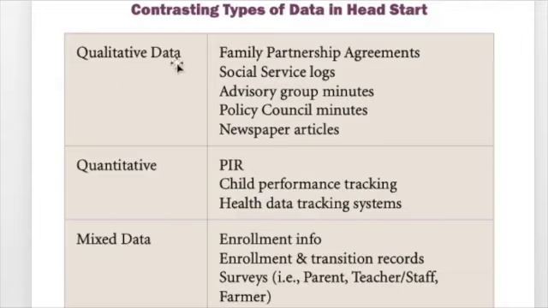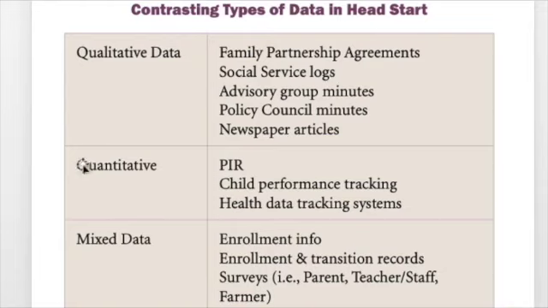So the qualitative data that can be extracted from the first set basically involves family partnership agreements. There would be much more about Head Start that is not shown here. And then there's data about social service logs, like the records of social services done for the family, and then advisory group minutes, which is like the recording of meetings. Policy council minutes, newspaper articles. So these are articles, words, letters, recordings in words.